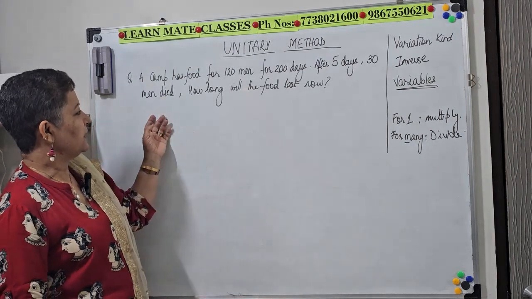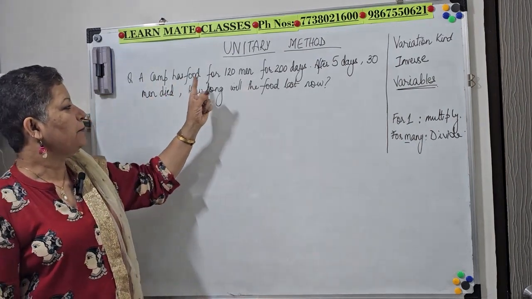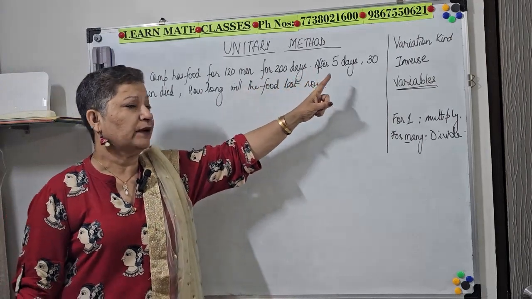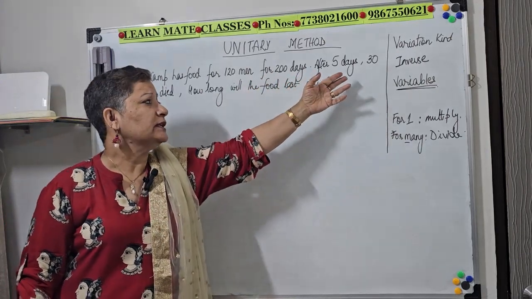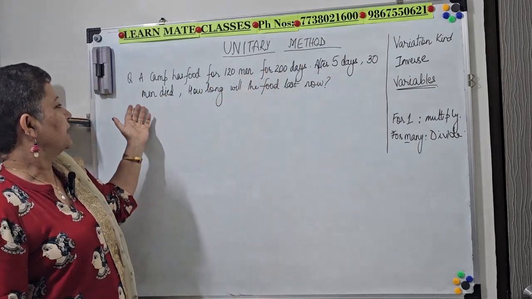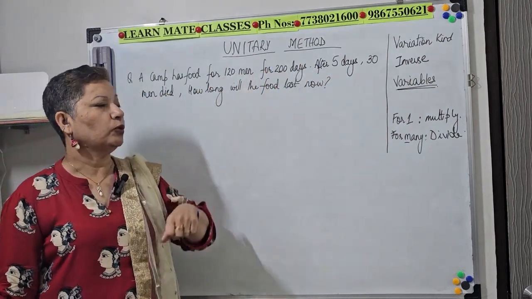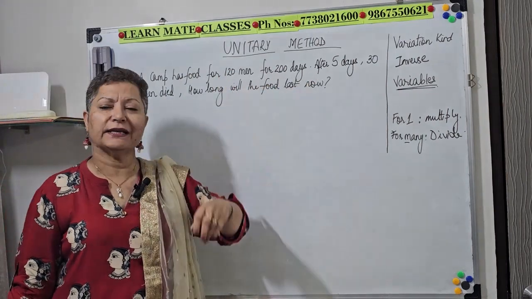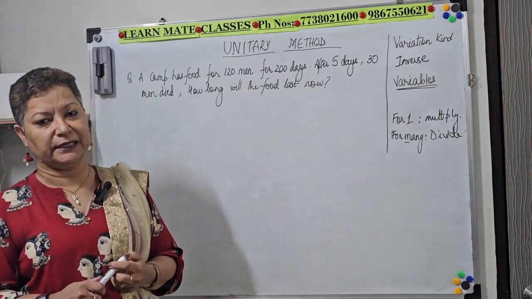So the question up here is, a camp has food for 120 men for 200 days. After 5 days, something happens because of which 30 of them die. How long will the food now last? Instead of 120 men, now you have a lesser number of men because 30 men have died.